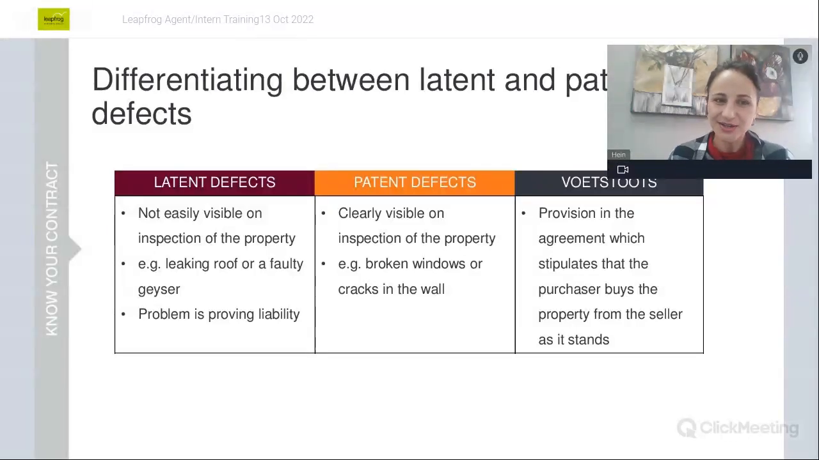Okay. So latent and patent defects, it's important that we do differentiate between the two and that we are able to explain to clients what the difference is.